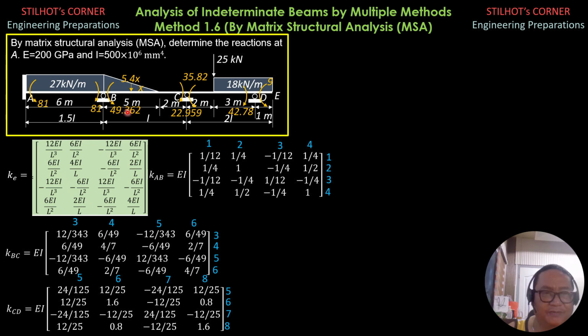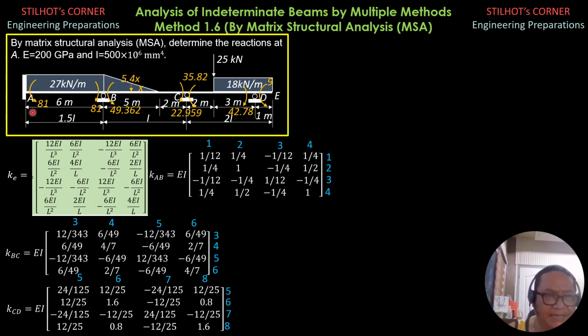So there are two nodes where we have net fixed moments. The vertical displacement would be 0 for these supports.